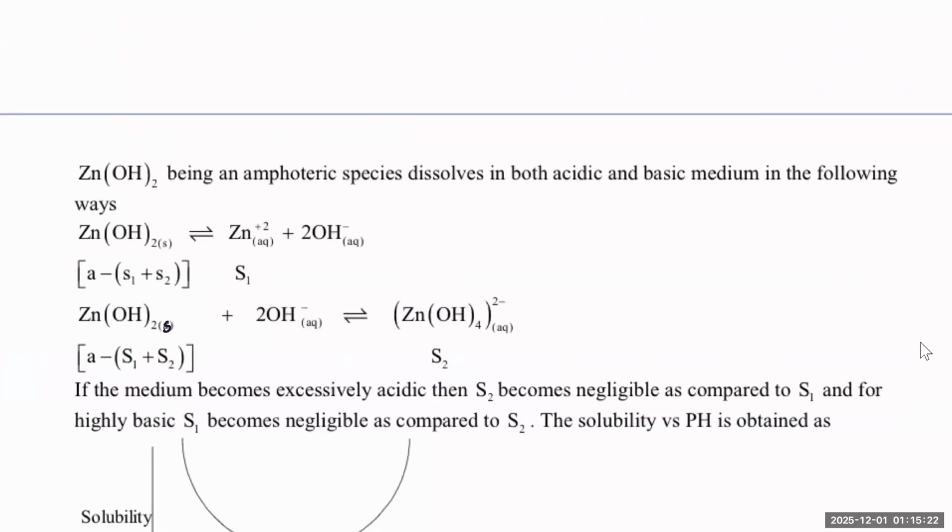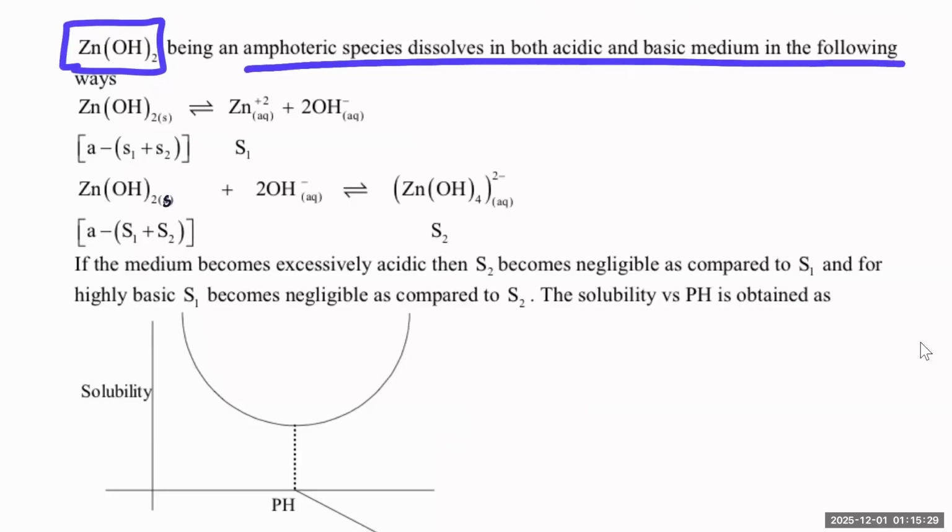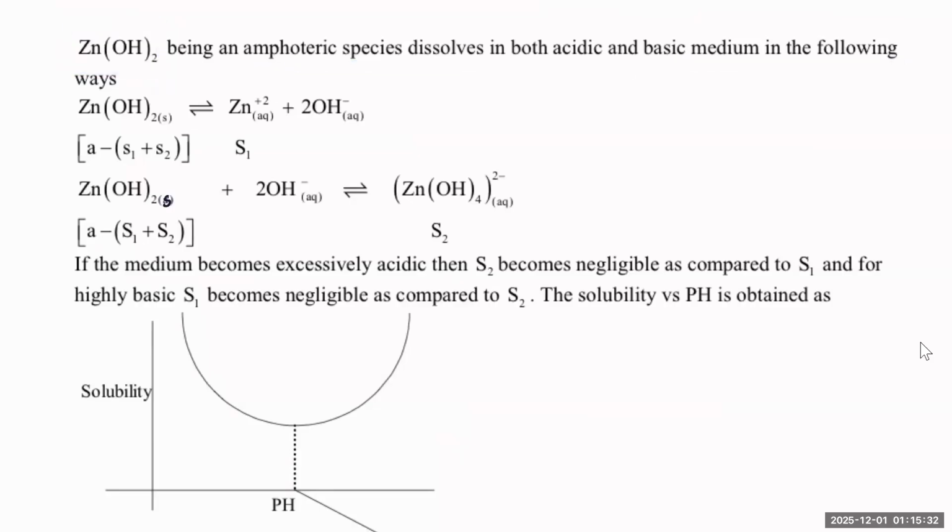Now that is the similar logic which we need to apply to this question as well. So notice zinc hydroxide is an amphoteric species. That means it can show both acidic and basic nature. So the solid part can ionize into Zn2 plus and 2 OH minus. And the same solid part can also take 2 OH minus to convert into Zn(OH)4 2 minus. That will be solubility 2.